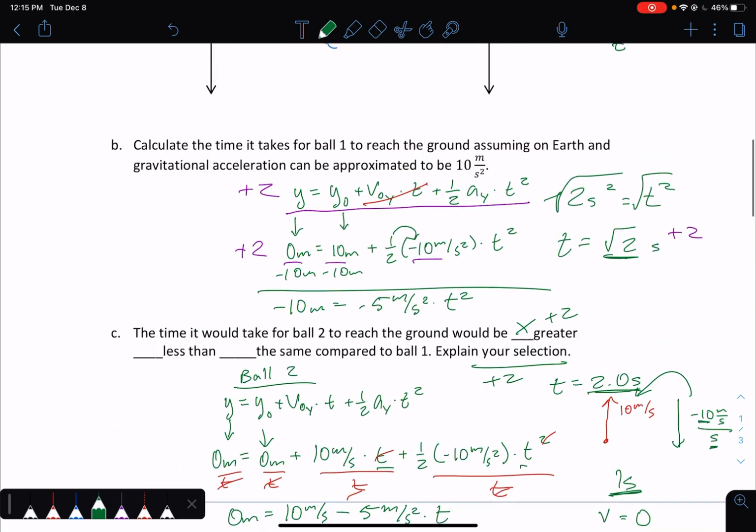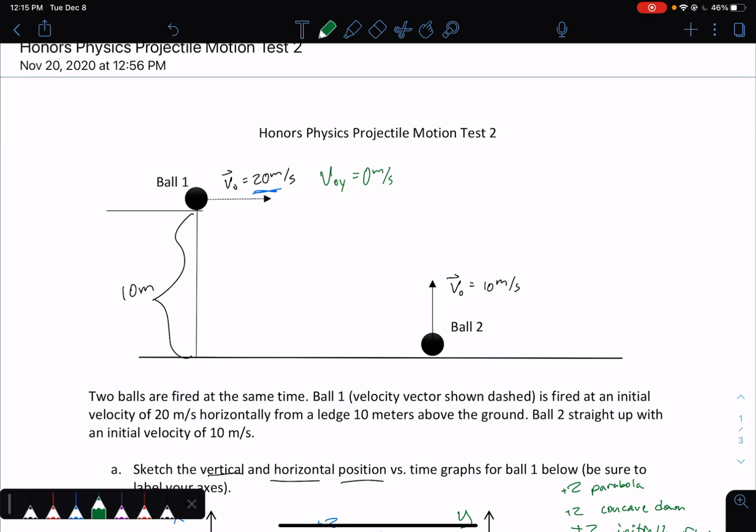And for this free response, there were 30 points available. And that's your walkthrough for test 2.